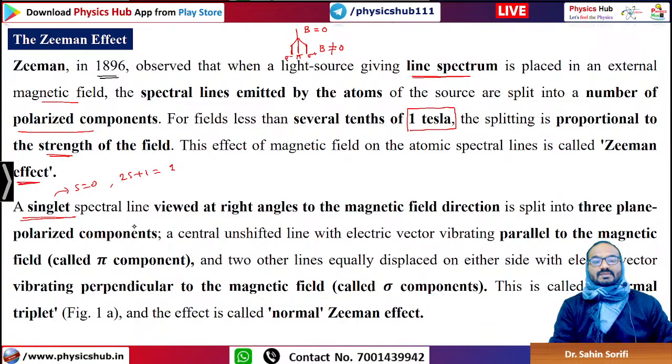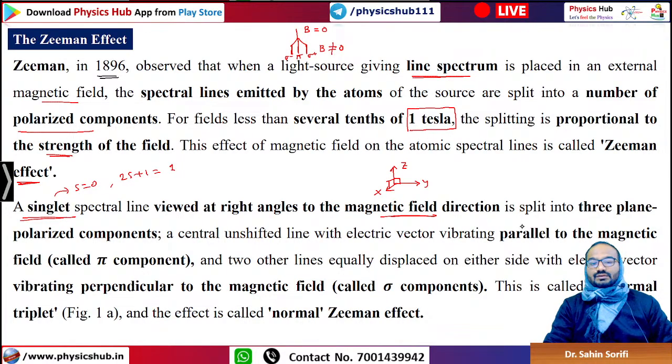A singlet spectral line viewed at right angles to the magnetic field direction. We'll draw pictures, and you will understand everything. If you apply, let's say, the magnetic field along the z direction, then perpendicular direction or right angles means the y direction or x direction. So these are at right angles, we can say.